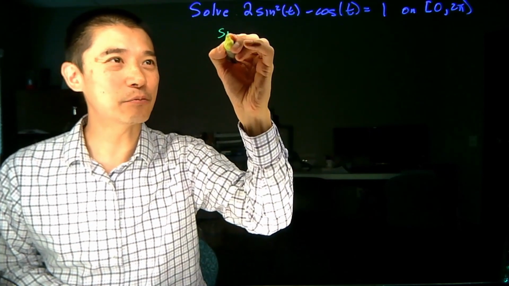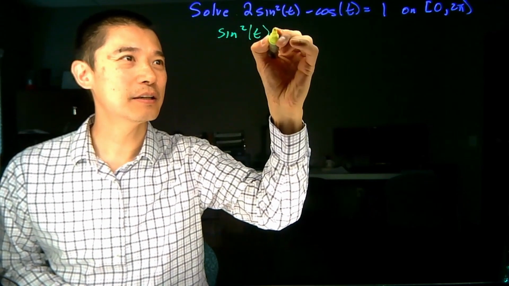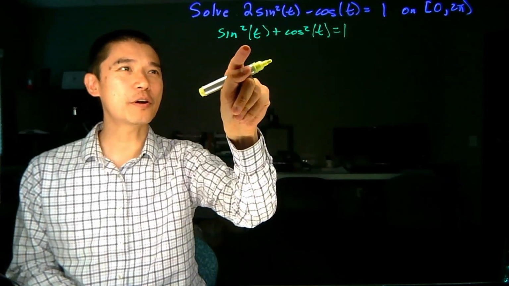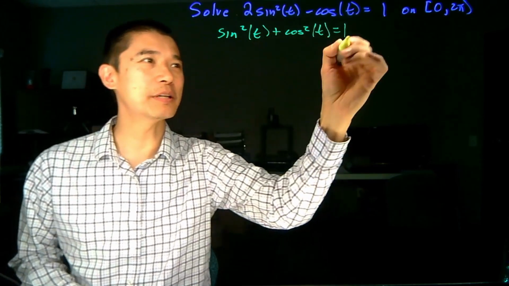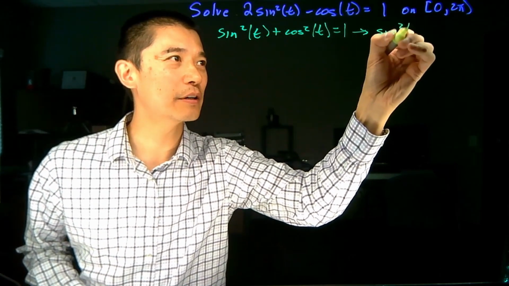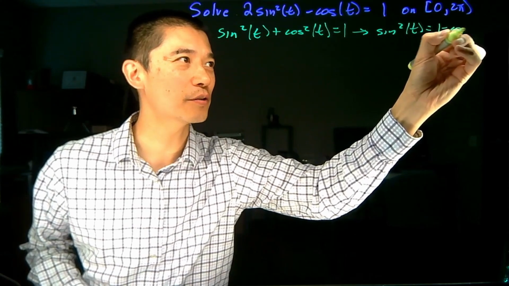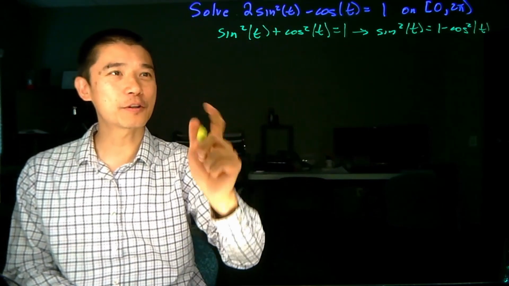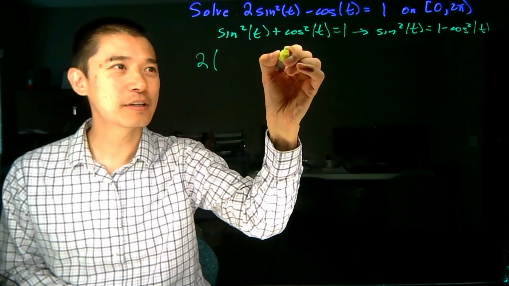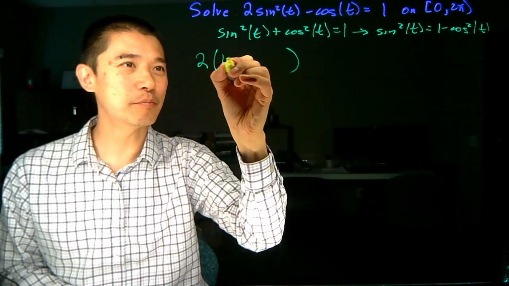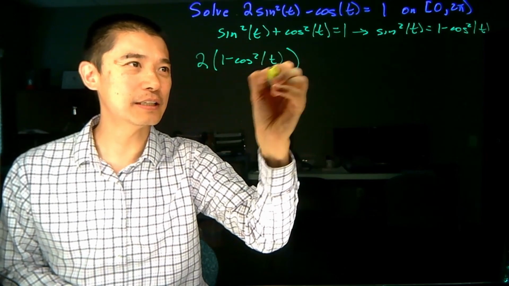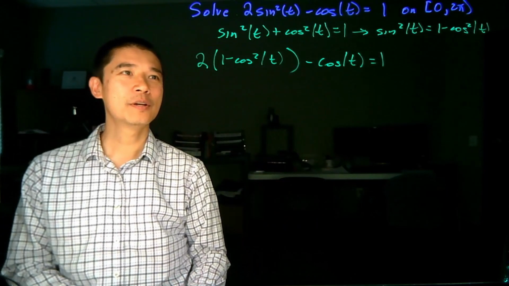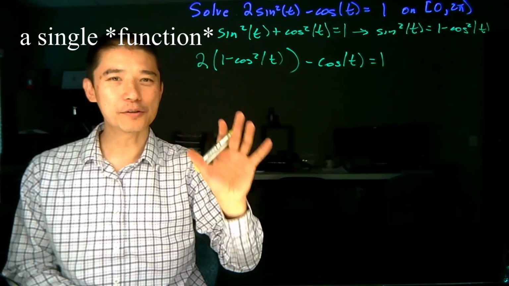So I'll go ahead and write out that work again. Sine squared t plus cosine squared t equals 1. We're trying to solve for sine squared because that's the thing we want to replace. So sine squared t is equal to 1 minus cosine squared t. Now when we make this substitution, we're substituting for the sine squared. So 2 times whatever sine squared is, which is 1 minus cosine squared t, minus cosine of t is equal to 1. So now we have everything down in terms of a single variable.